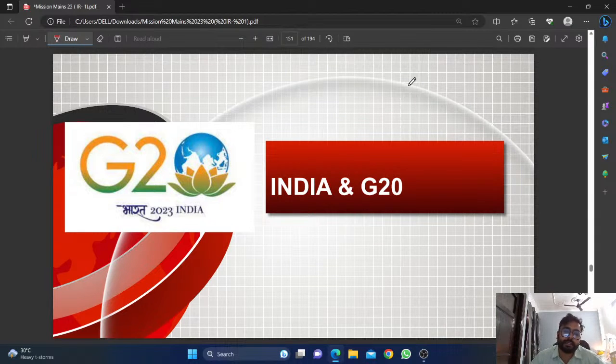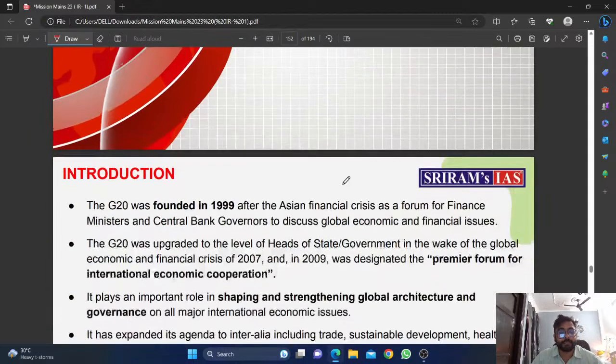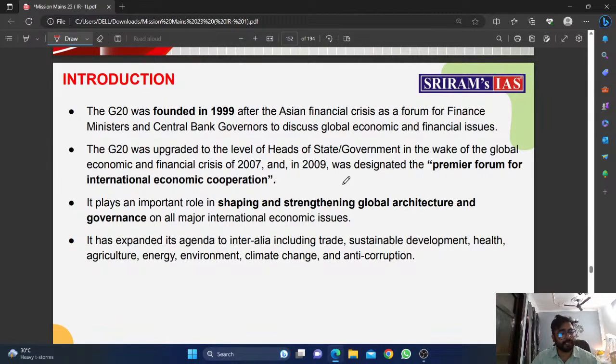Moving ahead, there are two important organizations that we have to do, and there will be a question on these two organizations. One is India and G20, the other is SCO. So let us first discuss India and G20. This session is basically to provide you the points that will help you answer the question. Any question that comes on G20, you can answer it from the discussion that I am now starting.